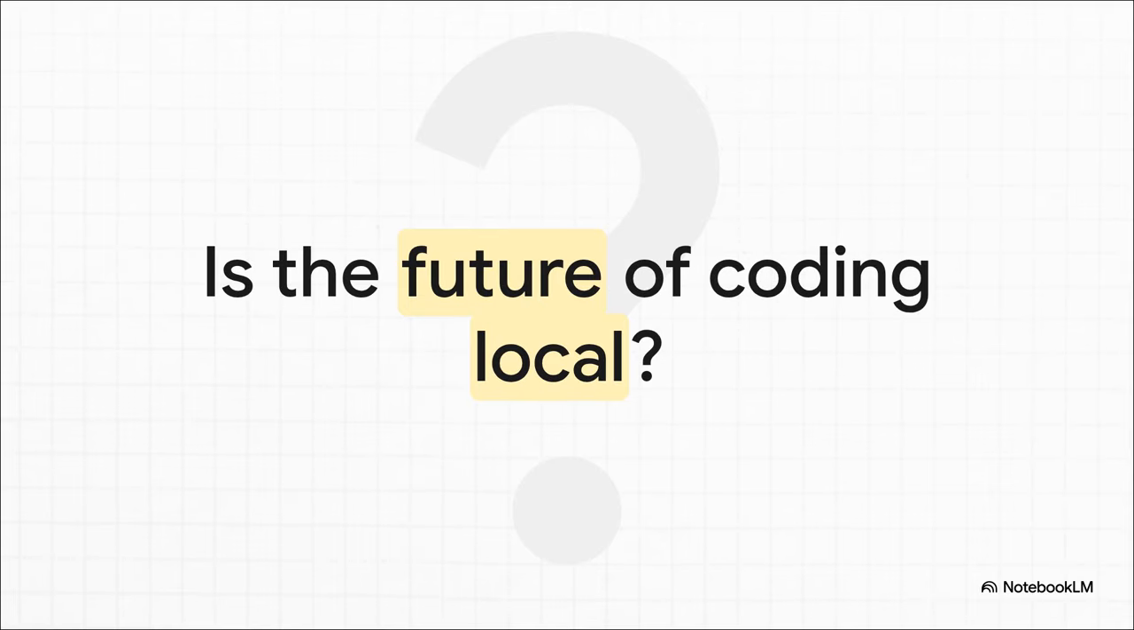And all of this kind of brings us to a bigger, more interesting thought. Tools like Stirling are really challenging this whole idea that the best, most powerful AI has to live on some giant server farm in the cloud. They're proving that there's another way, a way that puts speed, privacy, and your control first. So it leaves us with a really big question to think about. Is the future of coding actually local?